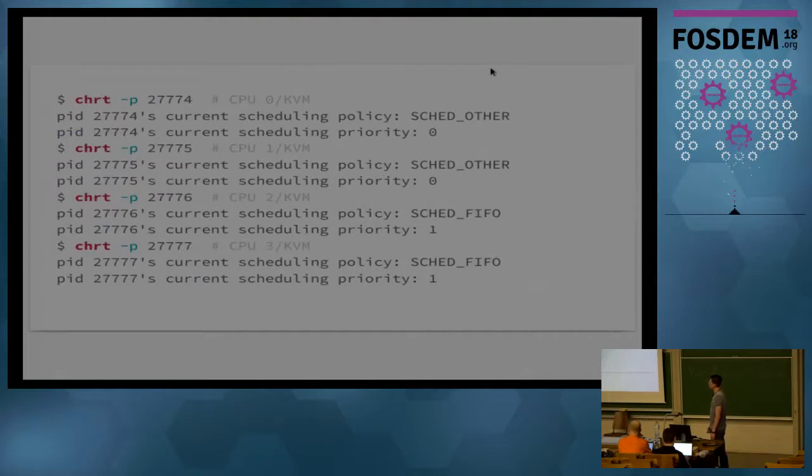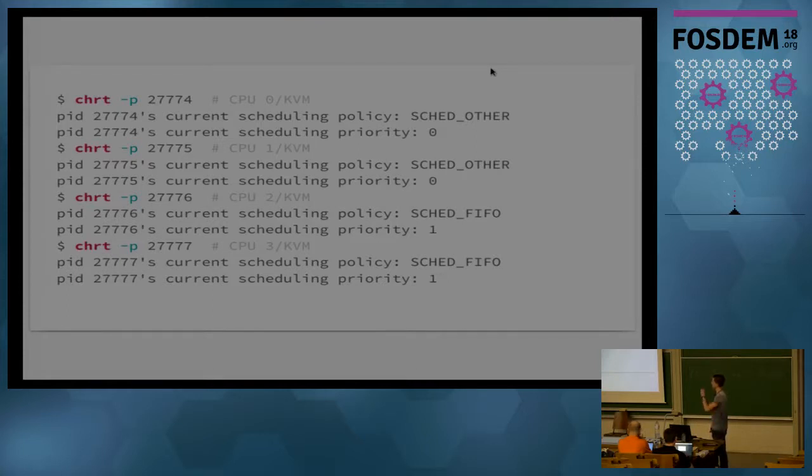And to validate this, we have a chrt application. You pass in a process ID to this, and it'll give you the scheduling policy that's in order and the scheduling priority. The priority is a value from 0 to 99, and that determines, if you've got two things and they're conflicting, which of those will take priority over the other process, naturally enough.